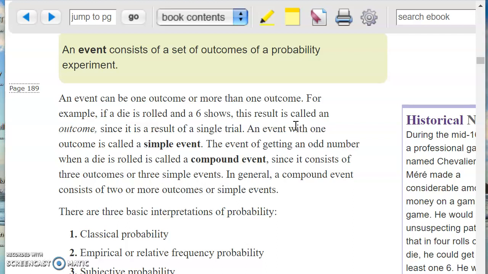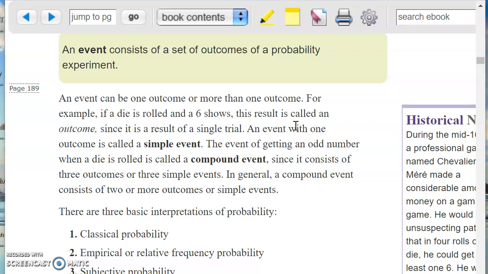If you roll a die and you're saying, well, I want to know what is the event of obtaining an odd number. Well, how many ways can you get an odd number? You can roll a 1, you can roll a 3, you can roll a 5. So there's 3 ways of getting it. So there's 3 outcomes that you can obtain in order to satisfy the requirement of having an odd number. So we say that it is a compound event because there's 3 outcomes, and then we're saying 3 simple events because a simple event is just an outcome.